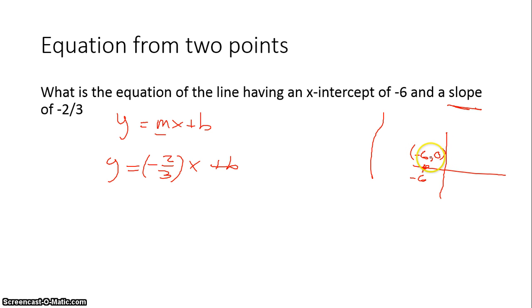So now I have a point I can use. For my x, I'll plug in -6. So I have -2/3 times -6 plus b. And then for my y, I'll plug in my 0.